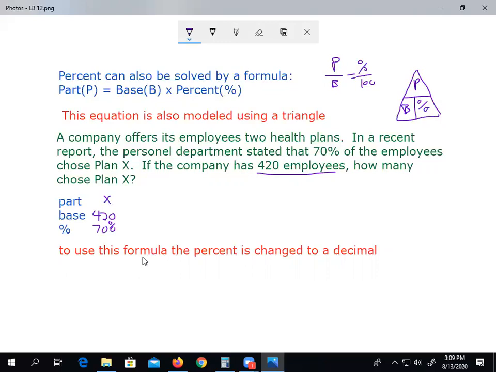Now, to use this formula, the percent has to be changed to a decimal. So I'm going to have X equals then, the base is 420, times then 70%, which is going to be, I have to move the decimal 2 places to the left, so it's going to be 0.70. So 420 times 0.70.